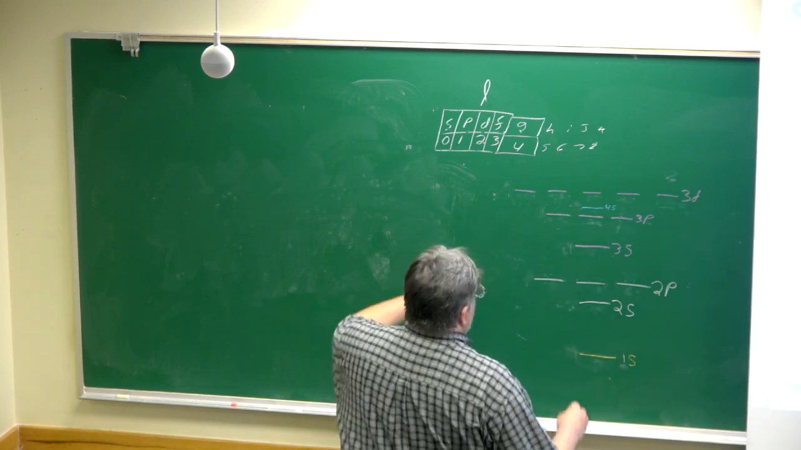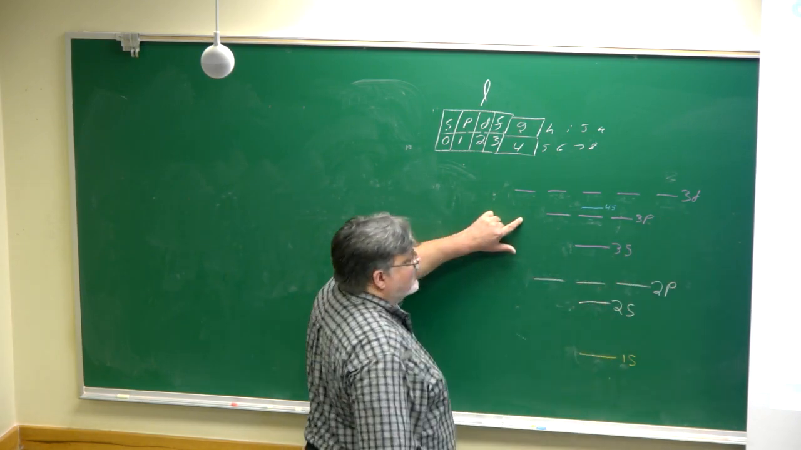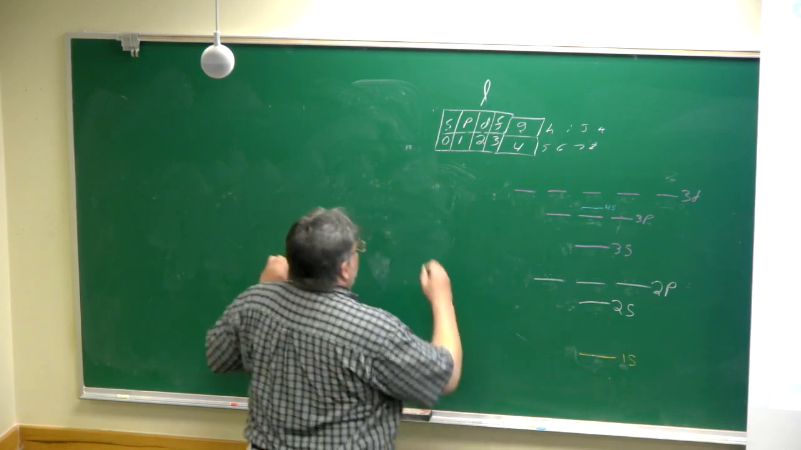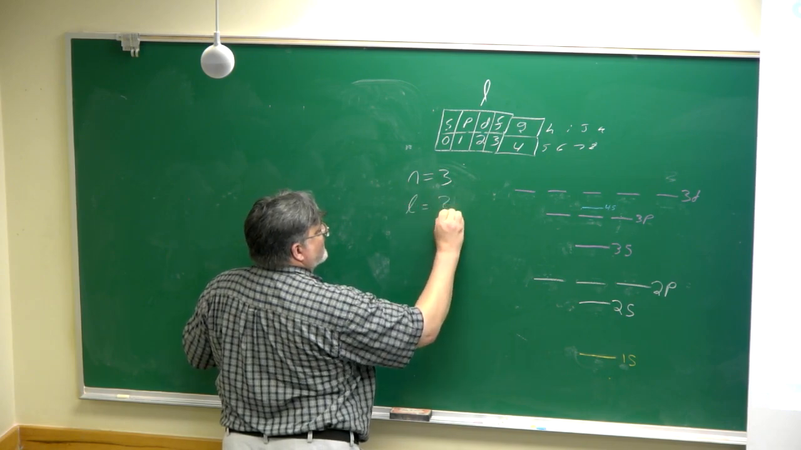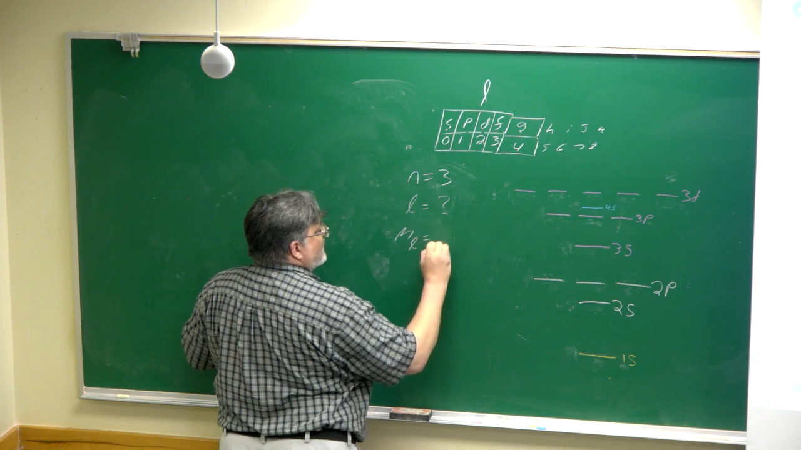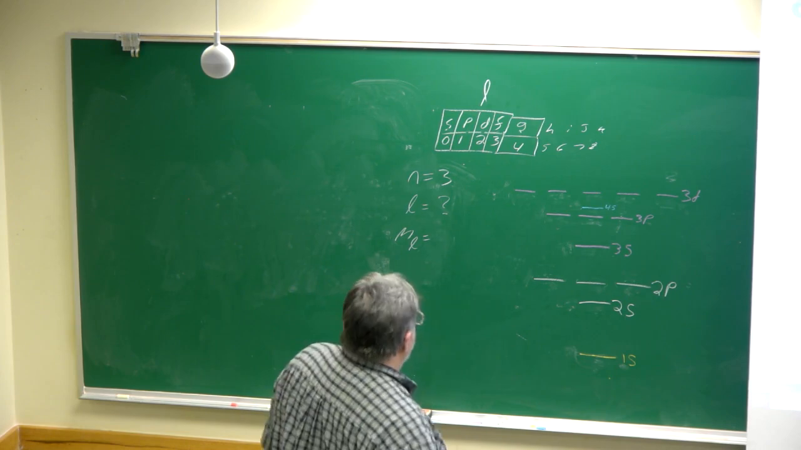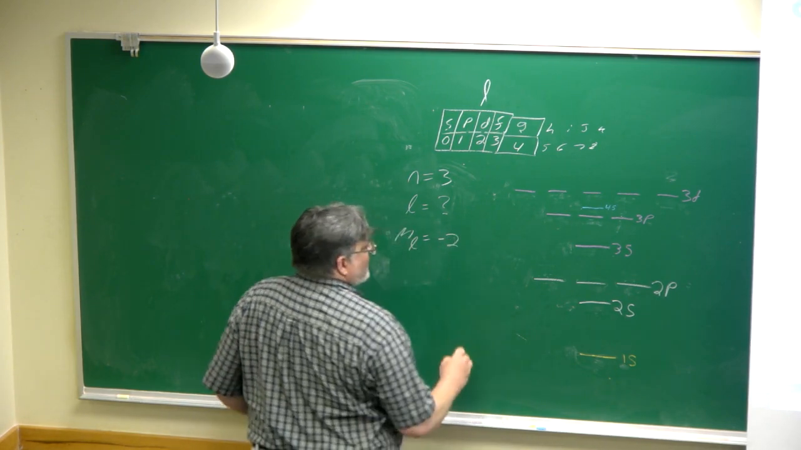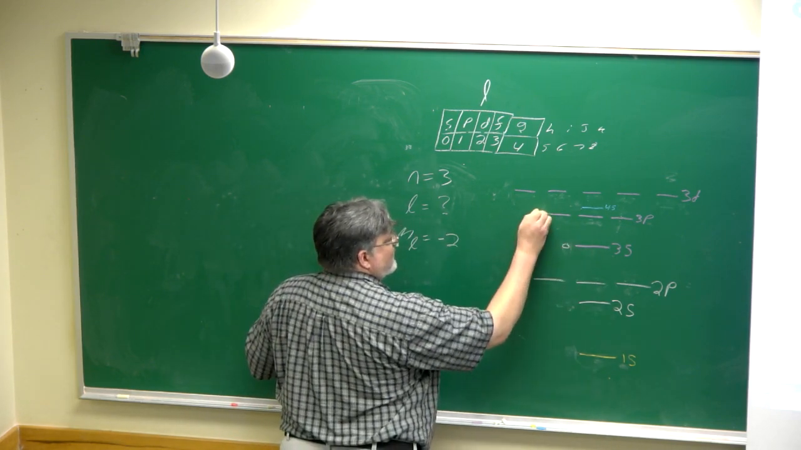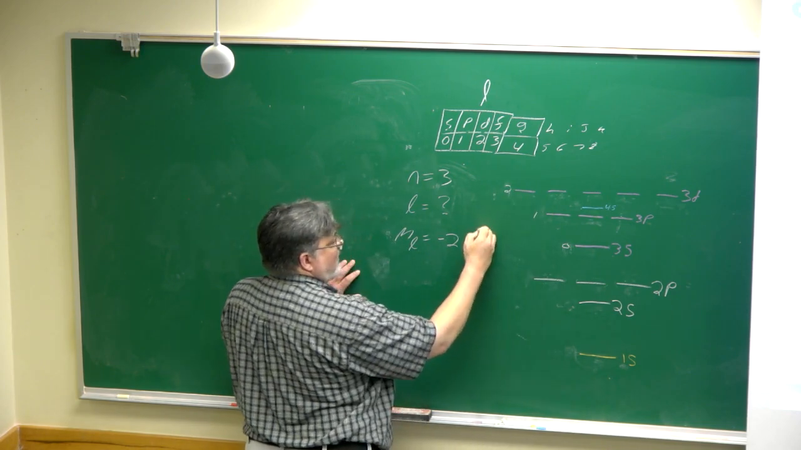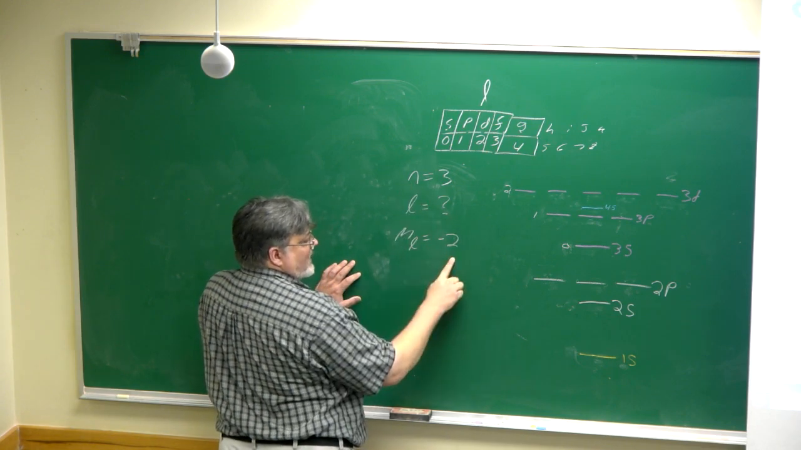N equals 3, meaning we're in one of these purple ones, because these are the 3s. M sub L is the 3rd quantum number. So I'm saying N equals 3, L equals, we haven't decided, M sub L equals -2. All right. So the L numbers are 0, 1, 2. And we haven't specified what the L is. It's just given us the N and the M sub L.